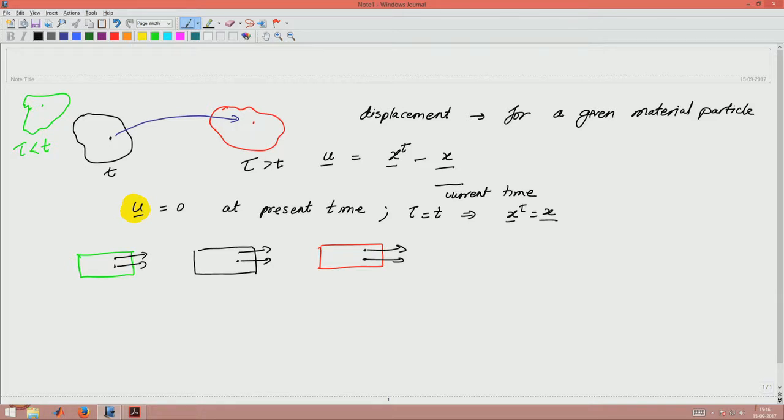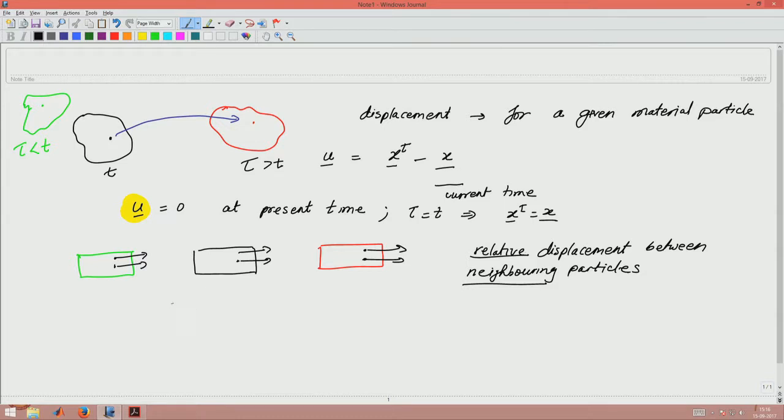So, what is of interest to us is actually the relative displacement between neighboring material particles, because only if there is relative displacement between neighboring material particles can there be deformation.